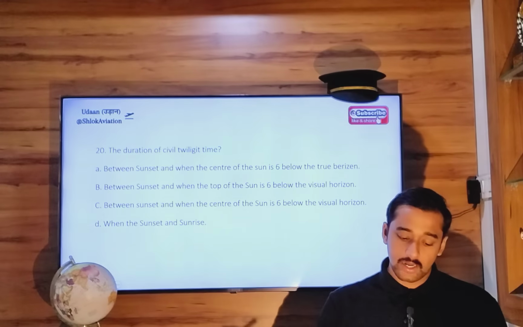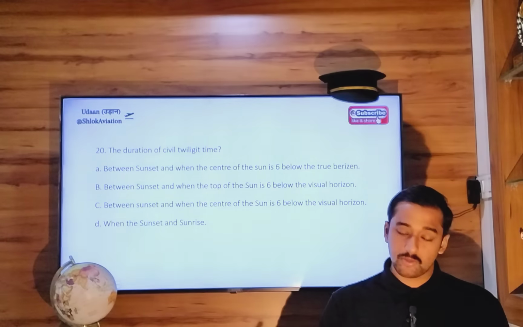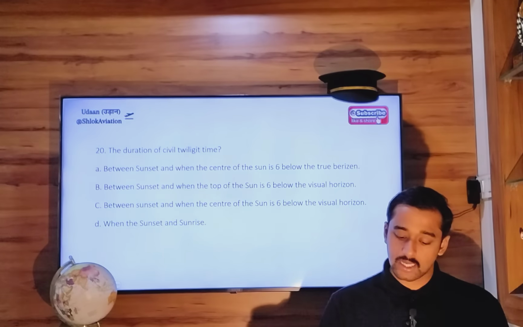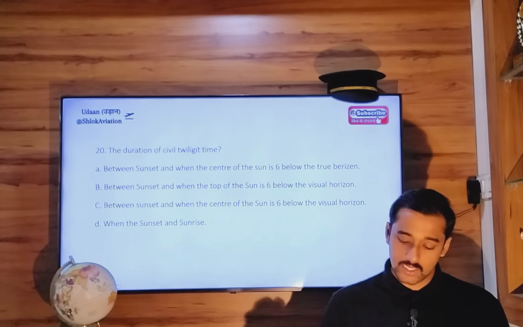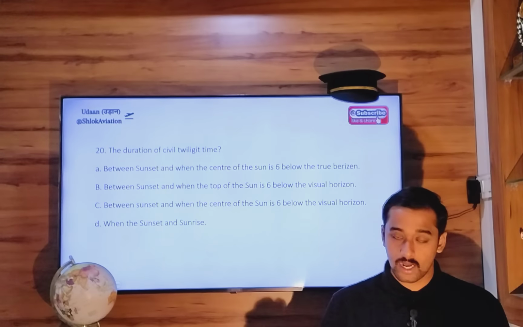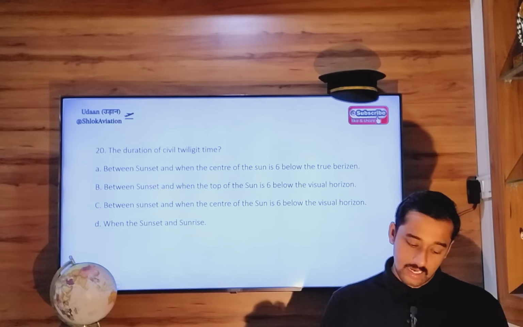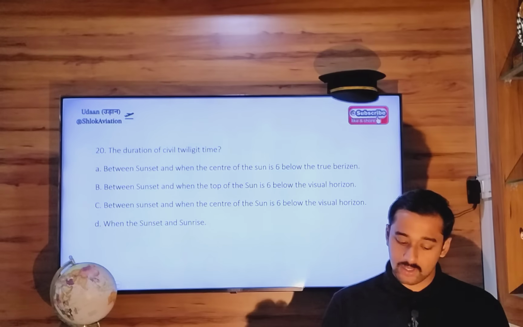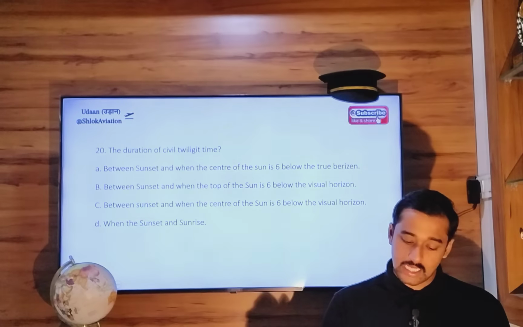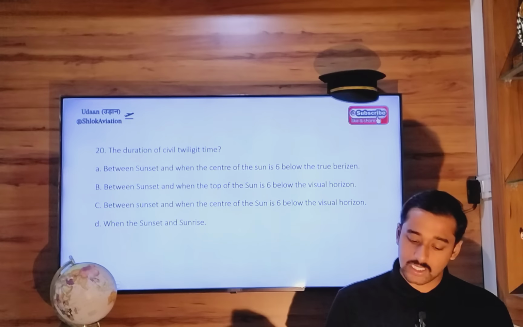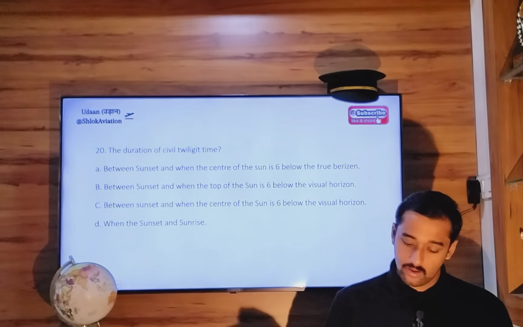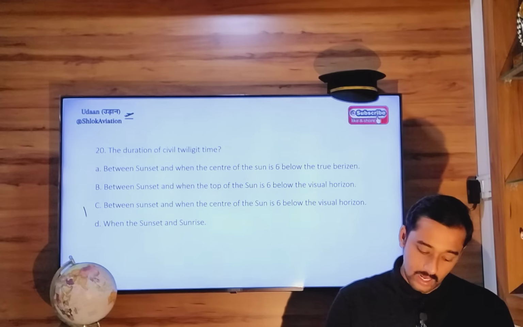Next, last, the duration of civil twilight is between sunset and when the center of the sun is 6 degrees below the visual horizon. Between sunset and sunrise. So the correct option is sunset and when the center of the sun is 6 degrees below the visual horizon. Option C.